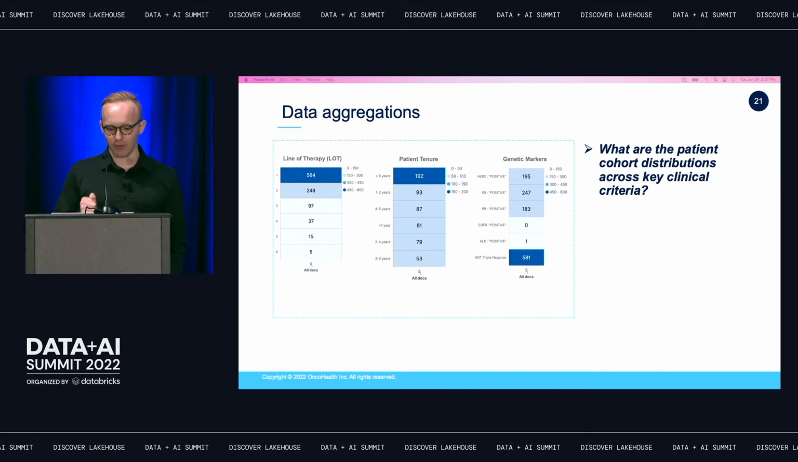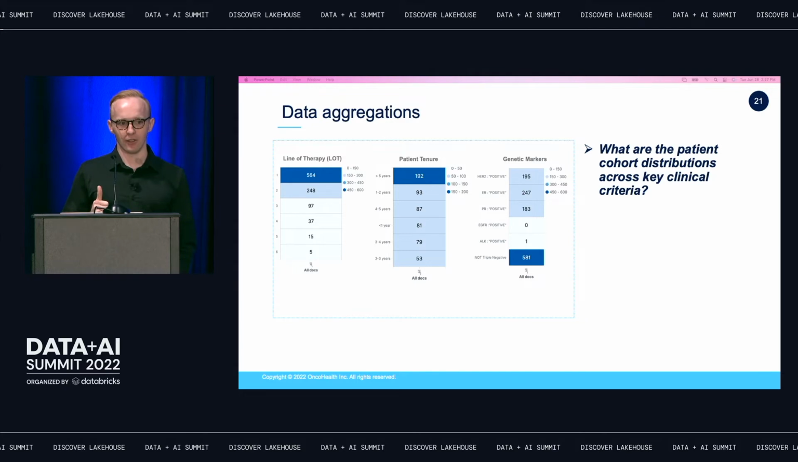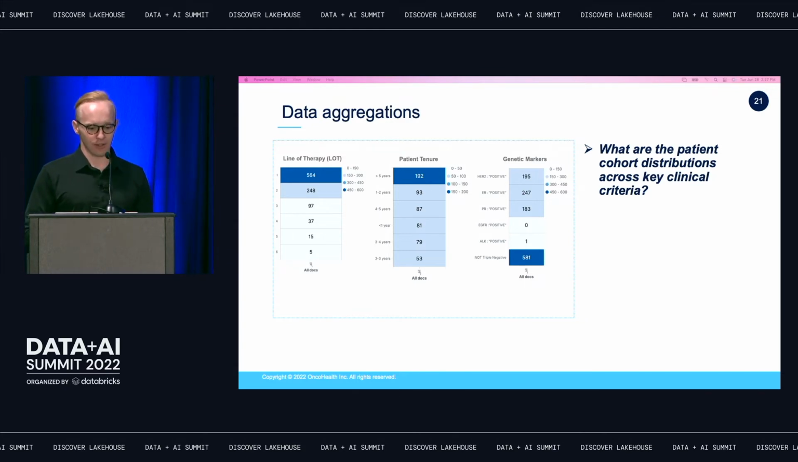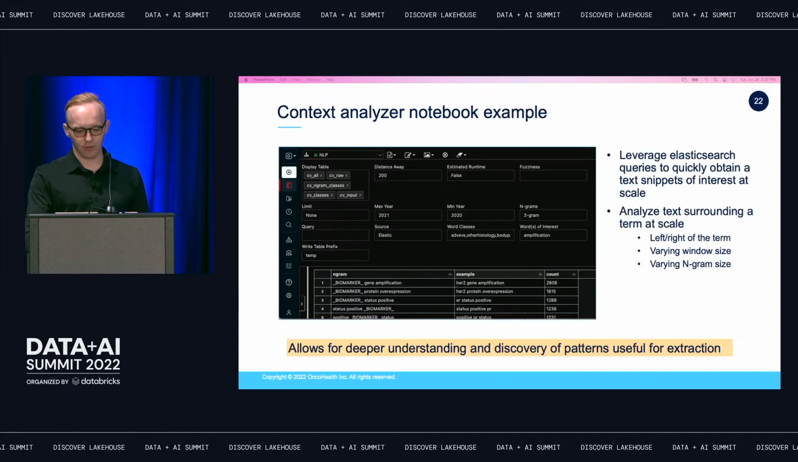And so for our patients that have this neoadjuvant therapy, and have a diagnosis of bladder cancer and breast cancer, we can see the certain genetic markers that they have, patient tenure and line of therapy. We can understand the distribution of these important clinical factors for these patients right away. A lot of this information is based on their documents, and the key, of course, is that we can get these statistics without seeing any clinical protected data immediately on this cohort.